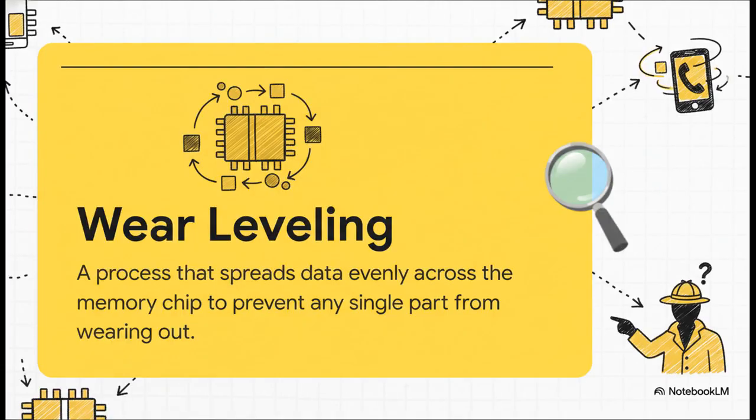To deal with this, the phone has a couple of systems working in the background. The first one is called wear leveling. To make the memory chip last as long as possible, the phone is constantly shuffling data around, making sure no single part of the chip gets overworked. But for an investigator, this means their evidence is literally a moving target.